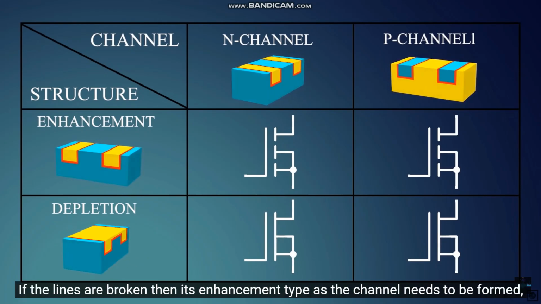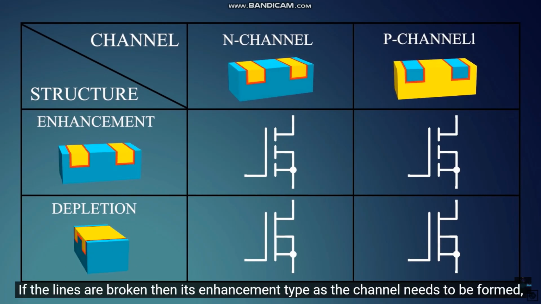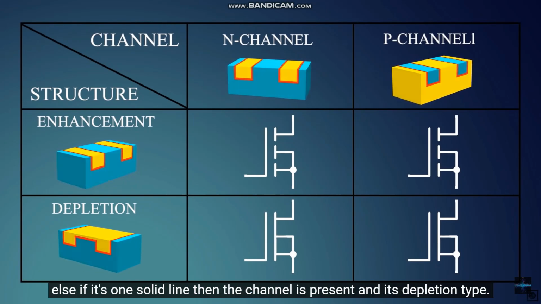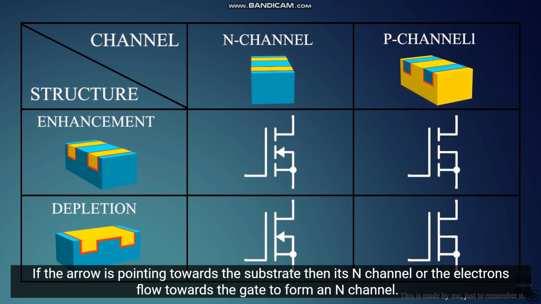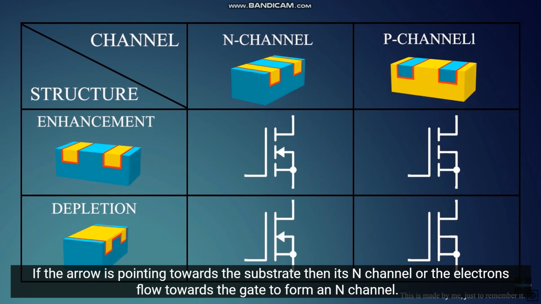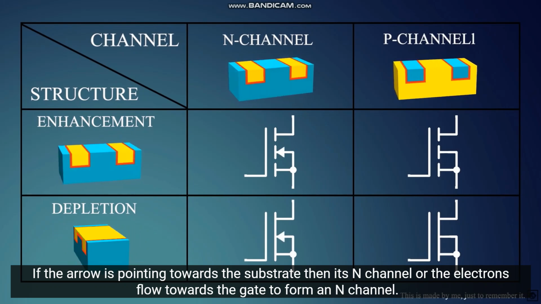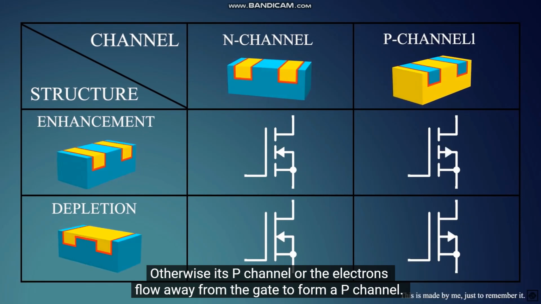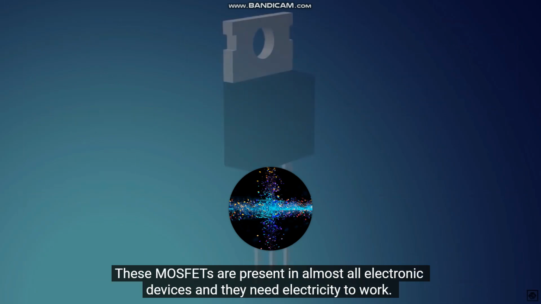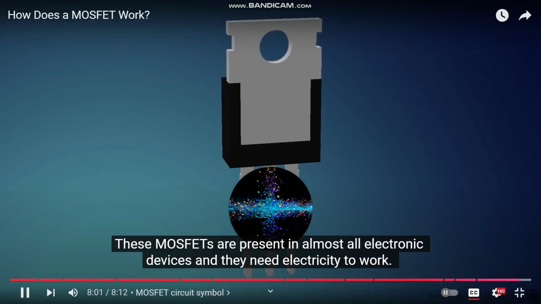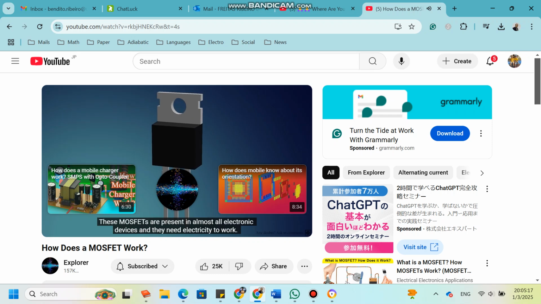If the lines are broken, then it's enhancement type as the channel needs to be formed. Else if it's one solid line, then the channel is present and it's depletion type. If the arrow is pointing towards the substrate, then it's N channel, or the electrons flow towards the gate to form an N channel. Otherwise, it's P channel, or the electrons flow away from the gate to form a P channel. These MOSFETs are present in almost all electronic devices, and they need electricity to work.